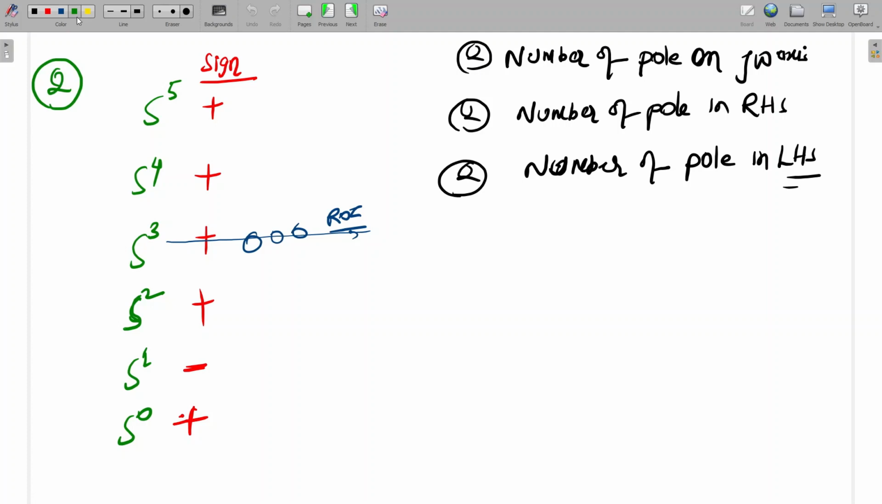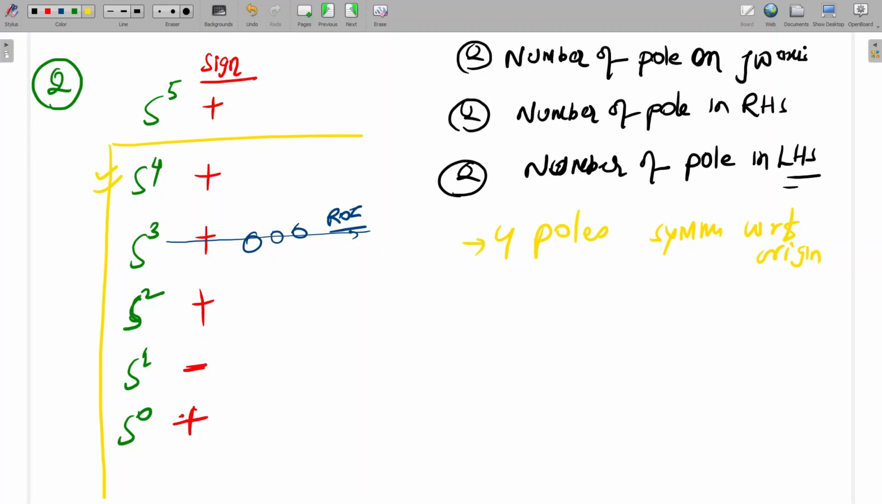See, what is the auxiliary equation here? S to the power 4. The sign change in the first row is already given here. This is our auxiliary equation. So below it, how many poles will be symmetrical with respect to the origin? The order of the auxiliary equation means four poles are symmetrical with respect to the origin. If you see below the auxiliary equation, how many sign changes are there? Two sign changes are there.